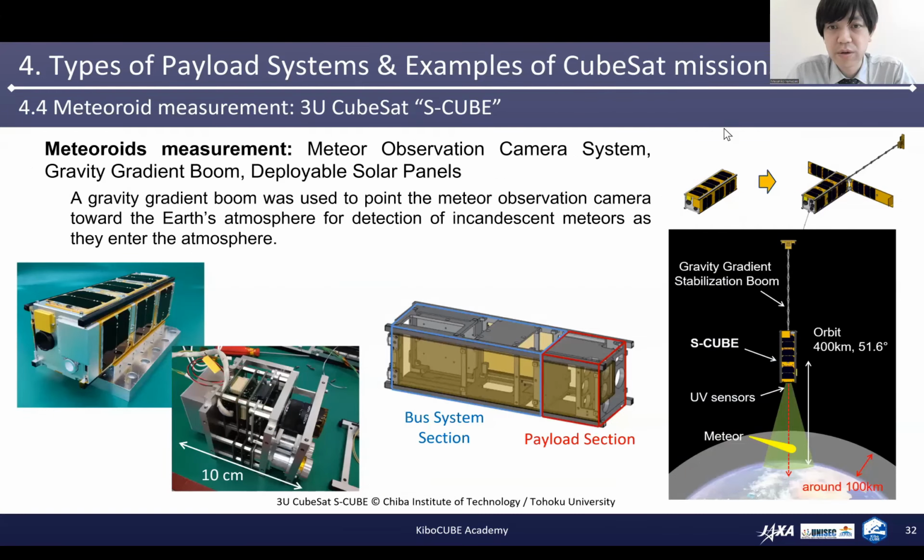This is the 3U CubeSat S-Cube. It was implemented with a meteor observation camera system. A gravity gradient boom was used to point the meteor observation camera towards the Earth's atmosphere for detecting incandescent meteors as they enter the atmosphere. It also had deployable solar panels.